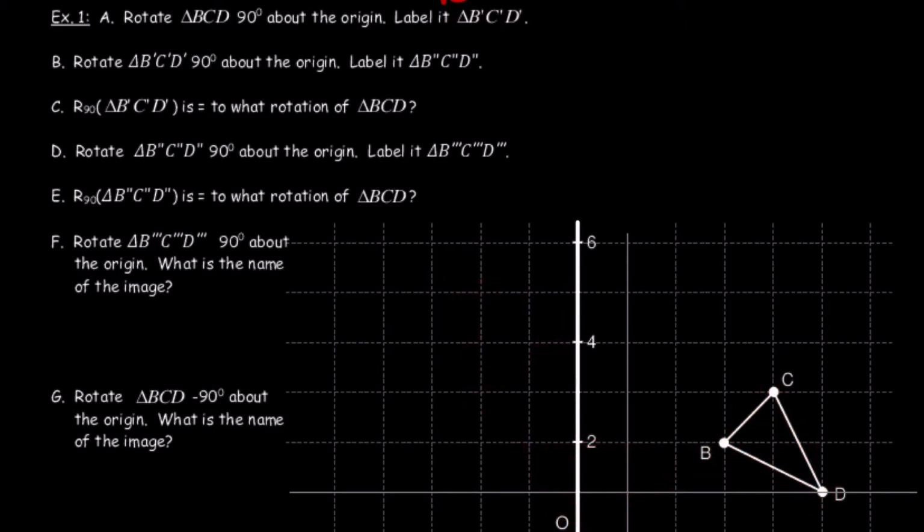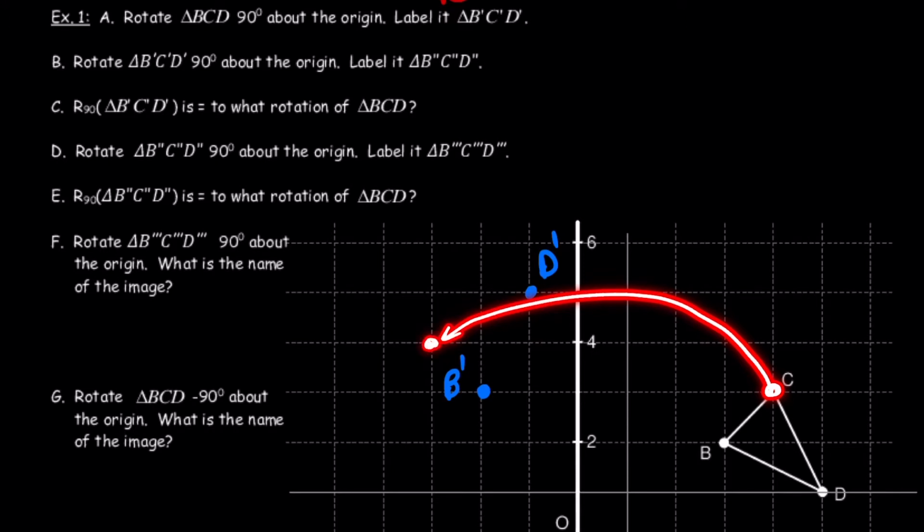Well, here's what I like to do, and it's a little bit challenging, but I'm going to start with point B. And if you rotate these axes 90 degrees, point B rotates to here. And that would be B prime. Point D would rotate up to here, because that would be 90 degrees. So that's going to be D prime. Point C would rotate to here. So that would be C prime.